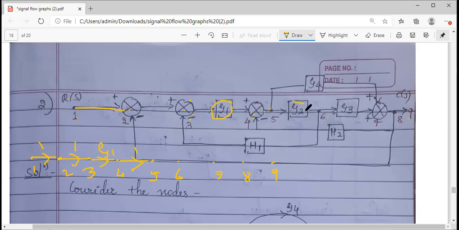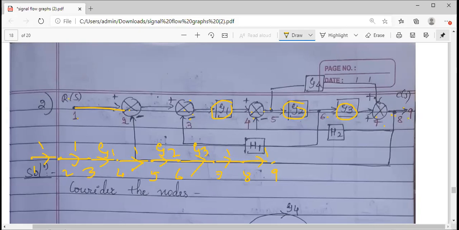Between 5 and 6, you have G2, take G2 here. Between 6 and 7, take G3. Between 7 to 8, a single line and no gain value, so 1. Between 8 to 9, there is one more branch, take it as 1. So this is one forward path that I have drawn.